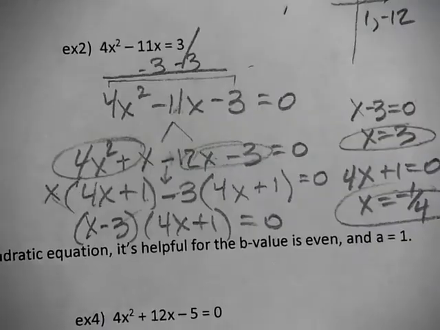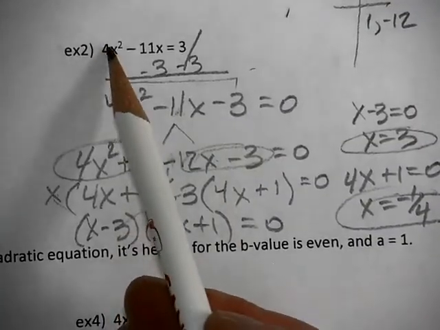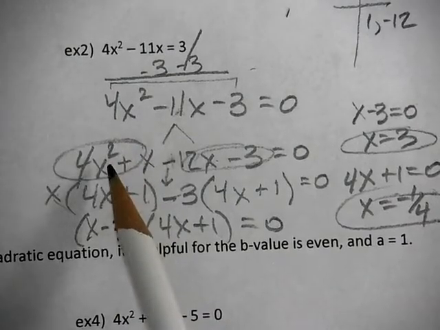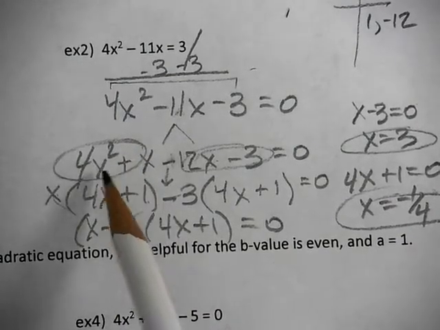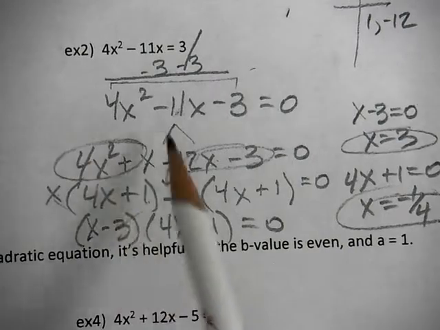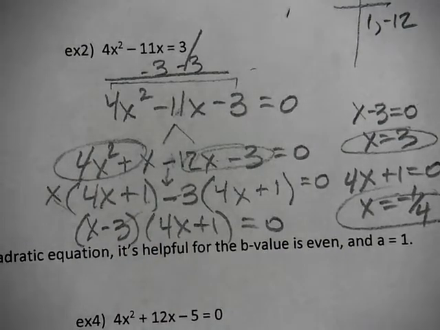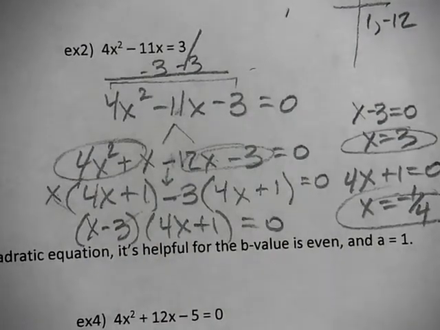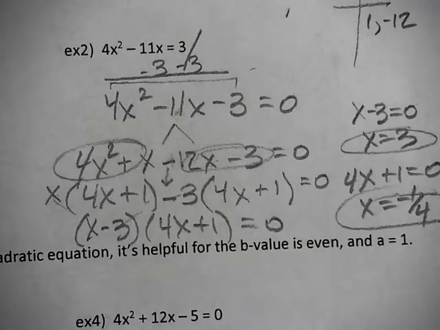But when the leading coefficient is not a 1, it gets a little bit more complicated. This method we're using is factor by grouping. You could use guess and check. Probably wouldn't have been too bad.